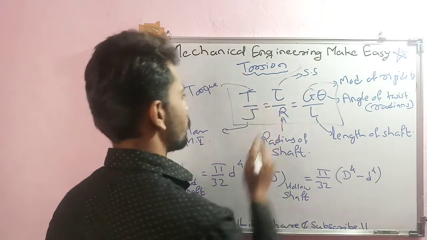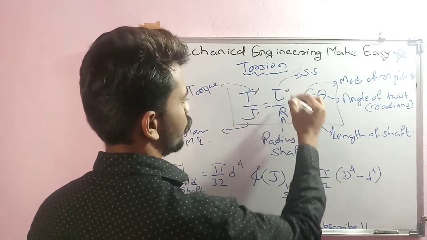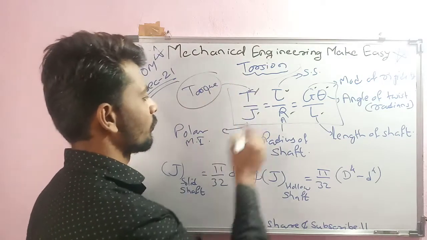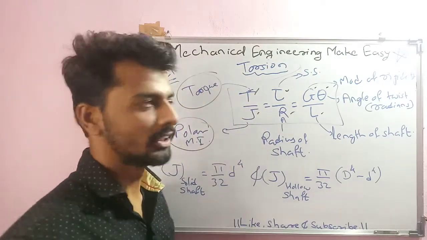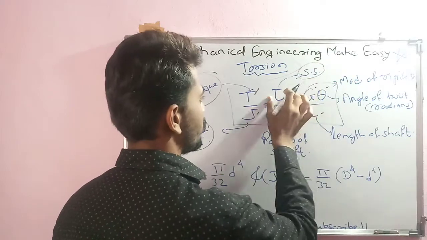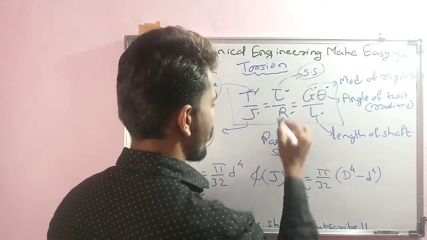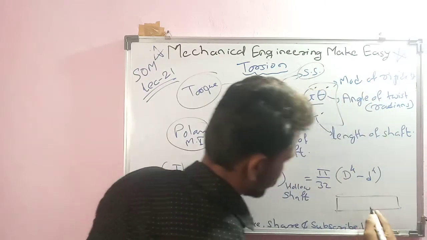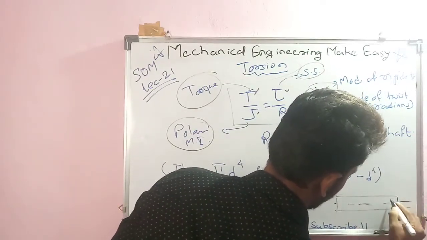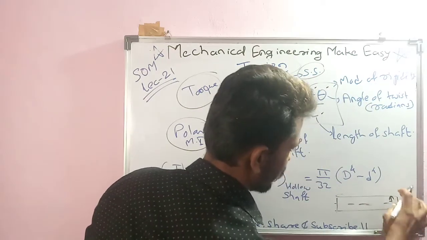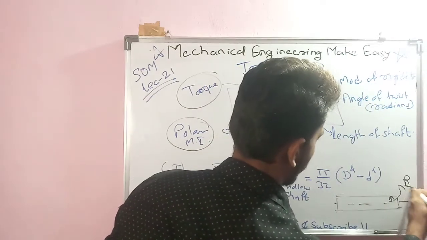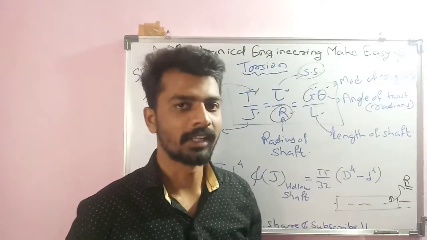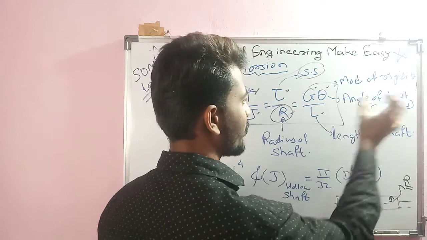So what exactly is the torsional formula? That is T by J equal to tau by R equal to G theta by L. T is the torque applied on the shaft, J is the polar moment of inertia, tau is the shear stress, and R is the radius of the shaft. For example, this is one shaft, so that shaft will have some radius, the exterior radius, which is capital R. Then G is the modulus of rigidity, that we all know. Theta is the angle of twist.